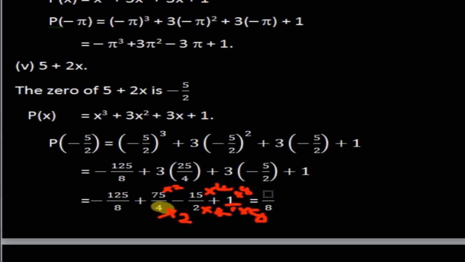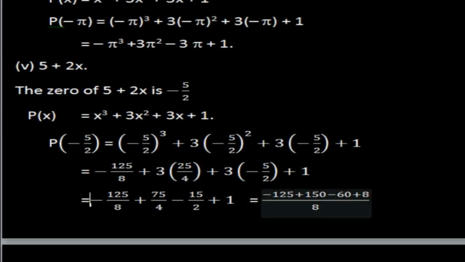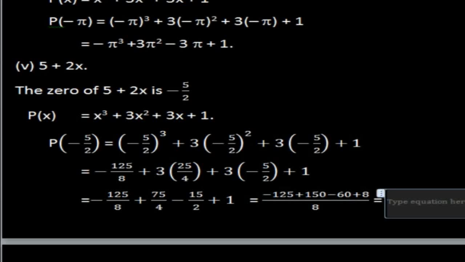So it becomes minus 125 plus 75 into 2 is 150, then 15 into 4 is 60. So it becomes minus 125 plus 150 minus 60 plus 8, whole divided by 8, which on further simplification becomes minus 27 by 8. So this is our remainder for this problem.